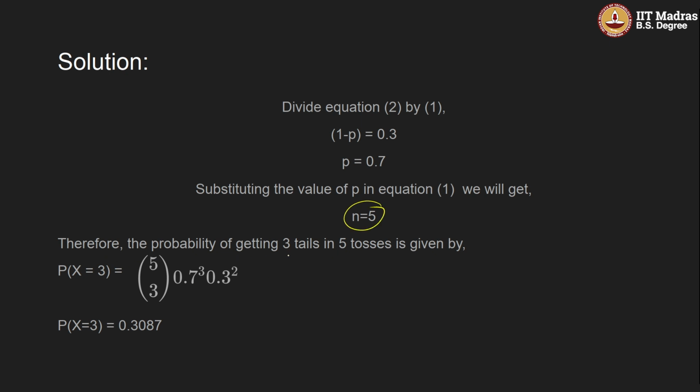Therefore the probability of getting 3 tails in the 5 tosses is given by nCx p to the power x, (1 minus p) to the power n minus x. Here we can see that n is equal to 5, and x is 3. The probability of success we have calculated as 0.7, and 1 minus p will be 0.3. So the probability of getting 3 tails in the 5 tosses will be equal to 0.3087.